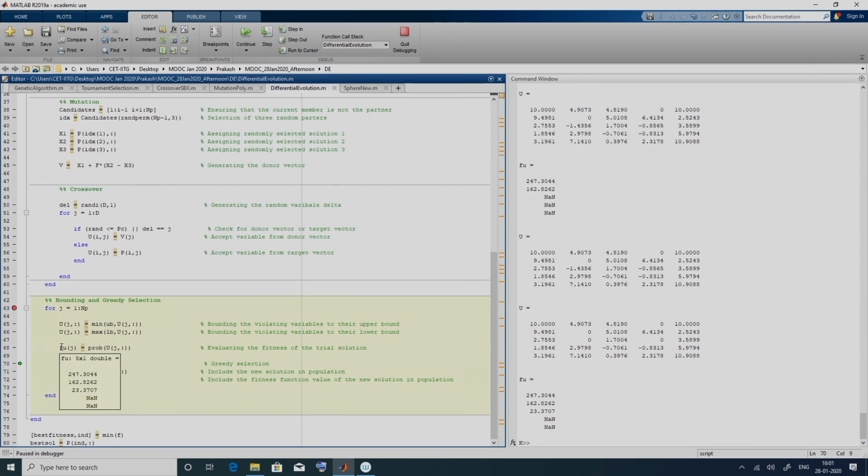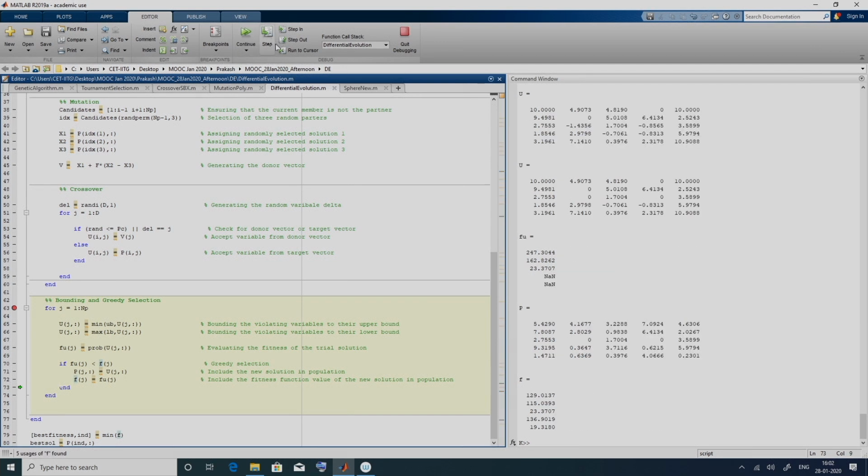The fitness function value would be 23.3707. The third fitness function is 144. The current third solution in the population has a fitness of 144, whereas the newly generated trial vector has a fitness of 23.37. So the newly generated solution will be taken into the population. We are overwriting the jth row with the third row of u. So u contains the trial vectors.